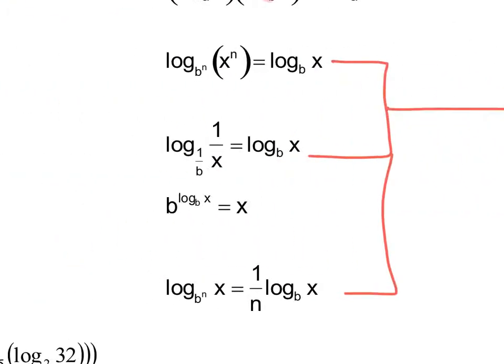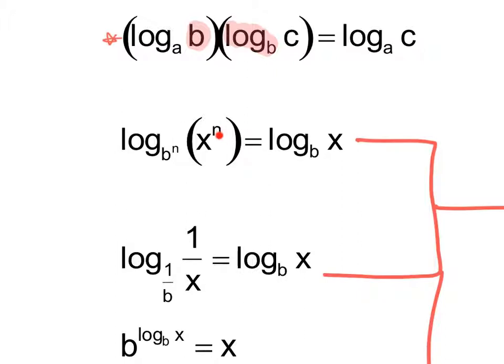Now let's see how this works with this one. What is the power of the argument? What's the power of the base? Why do they cancel out?